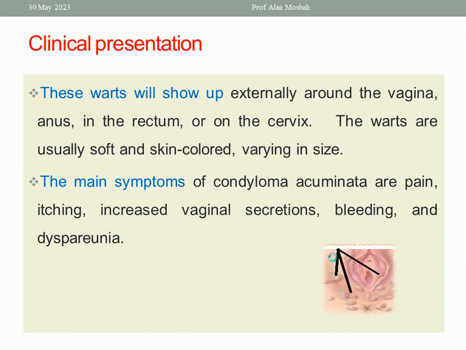What about the clinical presentation of condyloma acuminata? These warts will show up externally around the vagina, anus, in the rectum, or on the cervix. Here in the picture you can find them in the vulvar region, in the perianal region, and in the perineum, okay? Also may happen in the mons pubis, in the vagina, and the cervix, okay? In the anal canal or rectum.